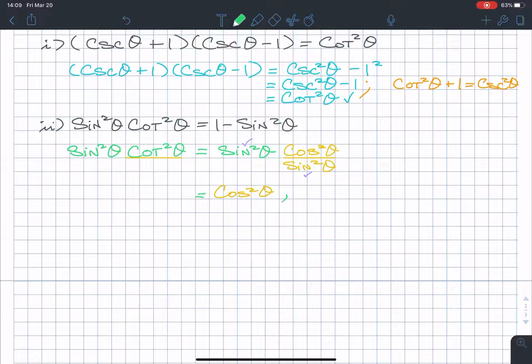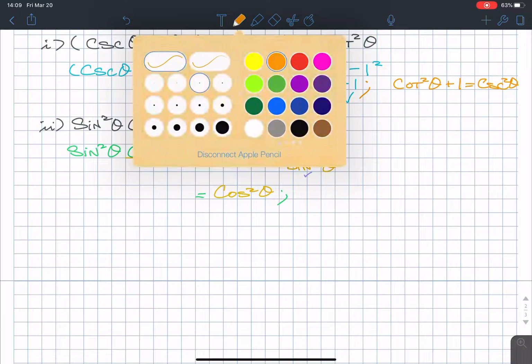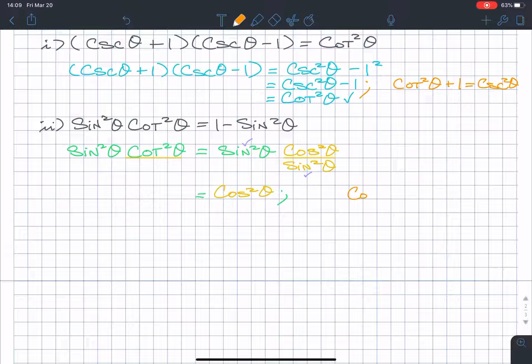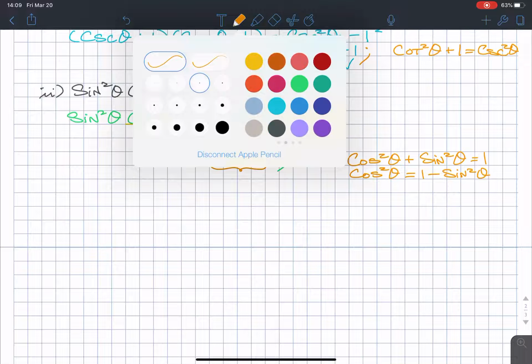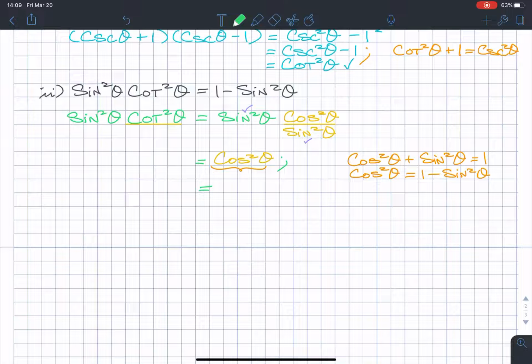But I have my Pythagorean identities again. And the main Pythagorean identity is cosine squared theta plus sine squared theta is equal to 1, right? So do you agree that if I subtract sine squared from both sides, I get cosine squared theta is 1 minus sine squared theta? So I can rewrite cosine squared theta as 1 minus sine squared theta, and that is the right-hand side of the equation that I was looking for. So check mark. I've established the identity.